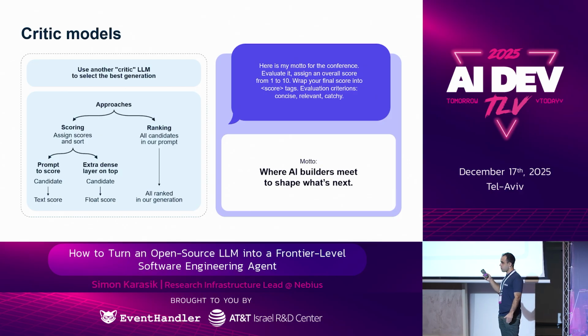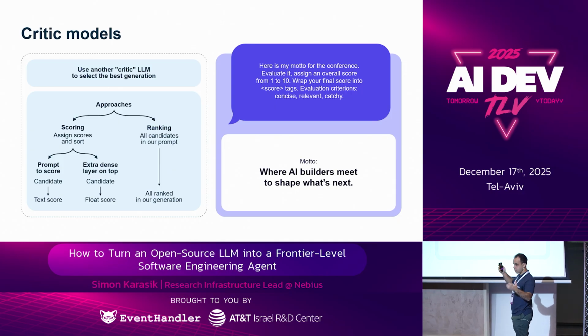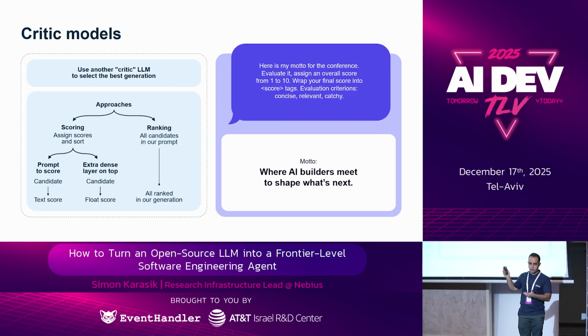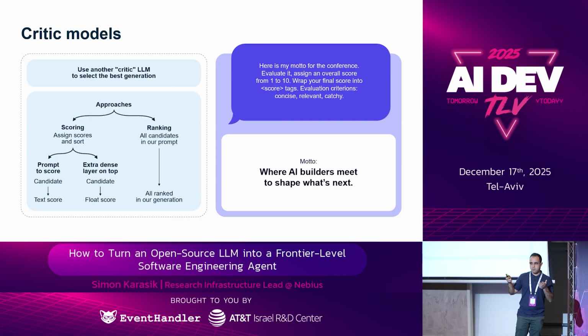One of them is when we have our set of completions, we want a model to assign a score to every completion, some number, and then we just sort all of them and pick the first one with the highest score. And for instance, we can do this just by prompting another language model to say, hey, this is my completion, here's my evaluation criteria, please assign a score from 1 to 10. And there are other approaches as well.